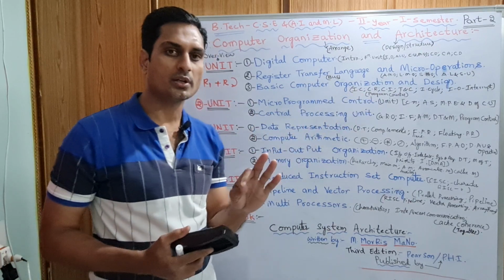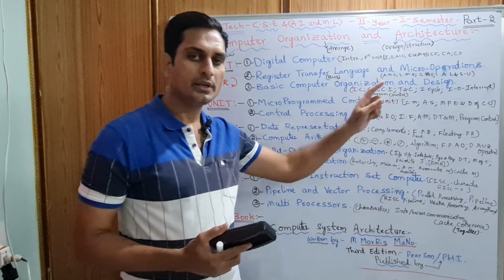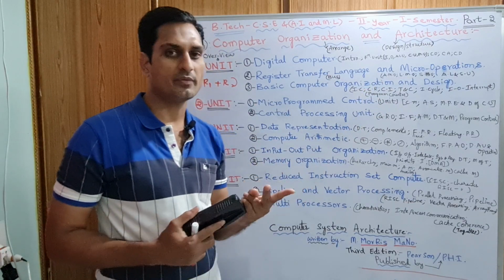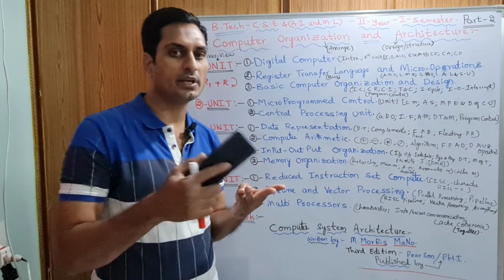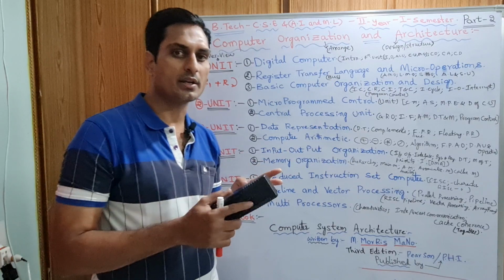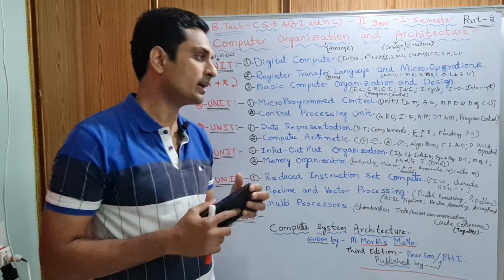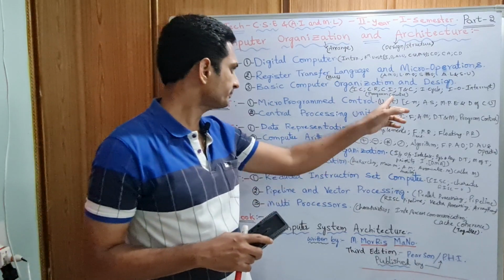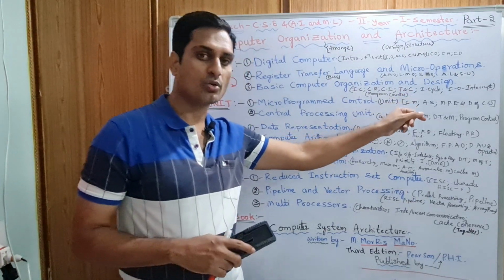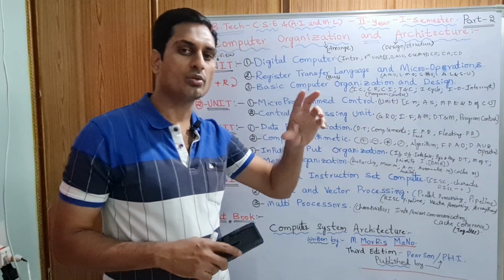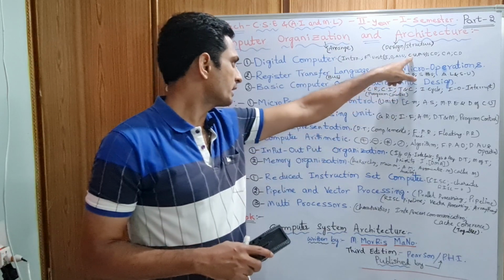We have the program counter, and the accumulator is a special type of register. The data register will store data, the address register will store addresses, and the temporary register will store temporary addresses. And we have timing and control, which means the control unit. The control unit will be there.